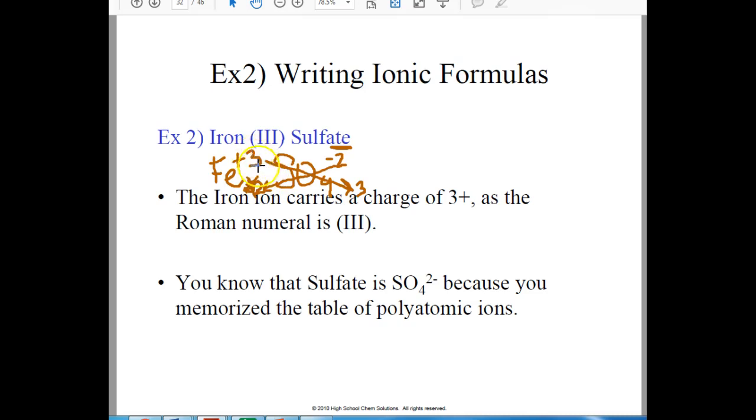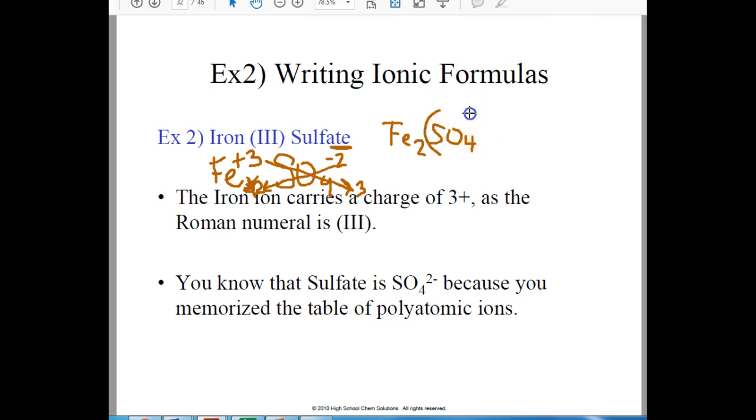Now, why does that work? Because 3 times 2 is 6, and -2 times 3 is -6, so that gives me charges that neutralize or add up to 0. So that's going to give me Fe, I'm going to need 2 of those, and SO4. That's sulfate. You can't change that 4 right there.